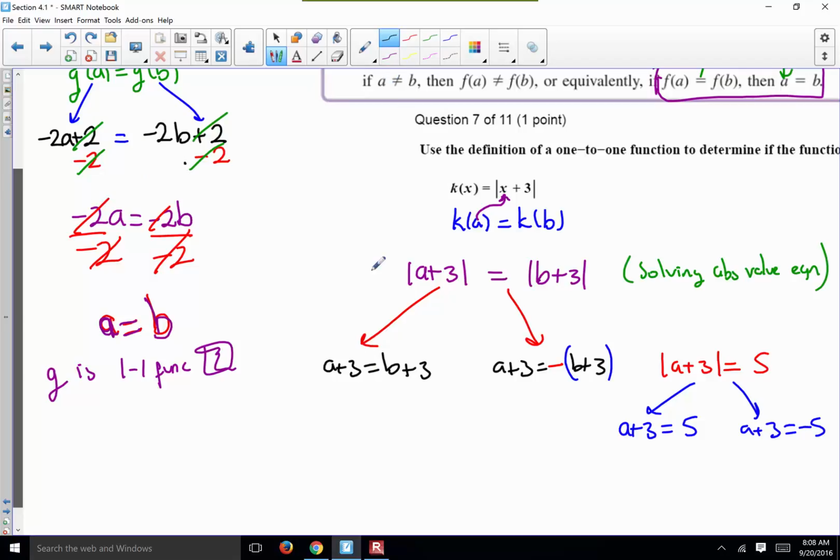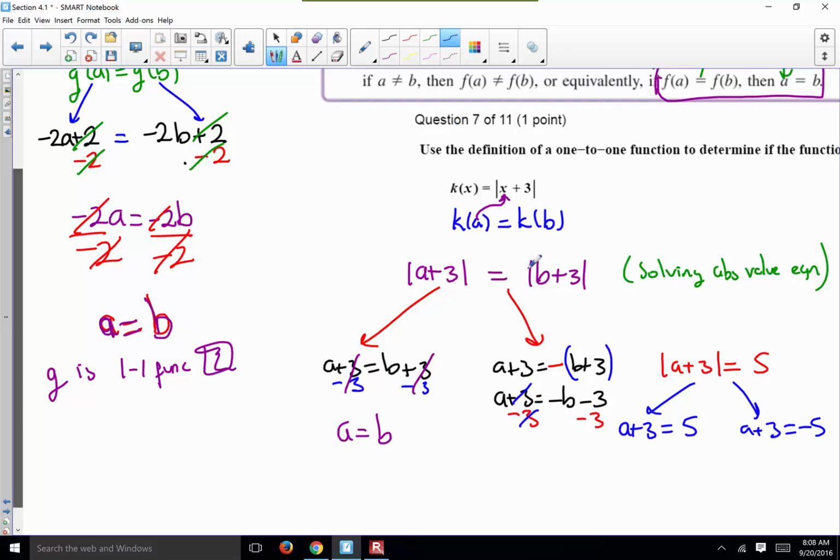Okay, let's go from here. Remember what we're trying to prove? We need to get a and b on their own on each side. So can I subtract 3's here? And we got a equals b here. How about this side? This is a plus 3 equals minus b minus 3, right? And I can isolate a by subtracting 3.